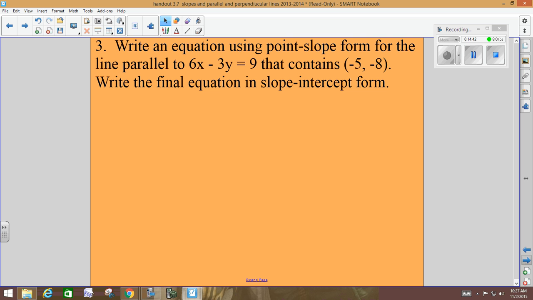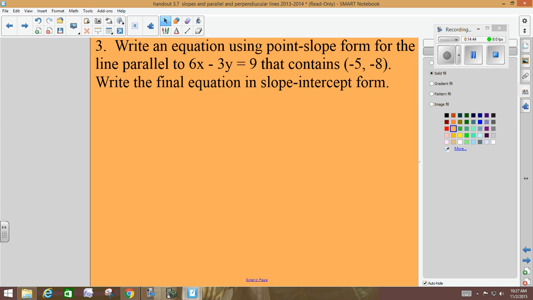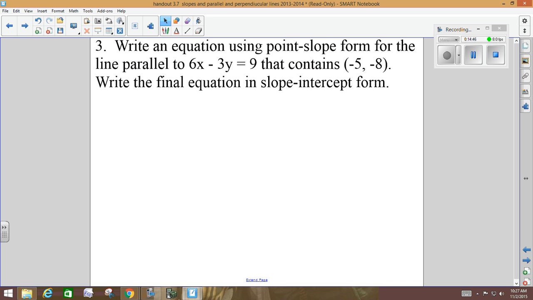Write an equation using point slope form for the line parallel to 6x minus 3y equals 9 and contains the point negative 5, negative 8. Write the final equation in slope-intercept form. Okay, so we're going to write the equation of a line that's parallel to this line, 6x minus 3y equals 9, and goes through the point -5, -8.